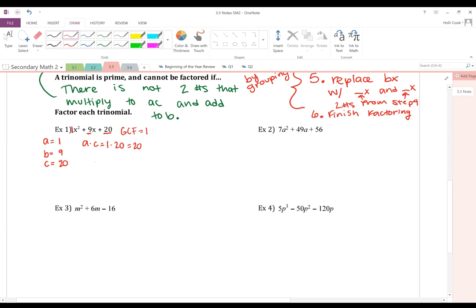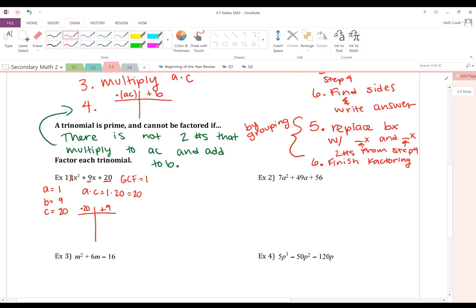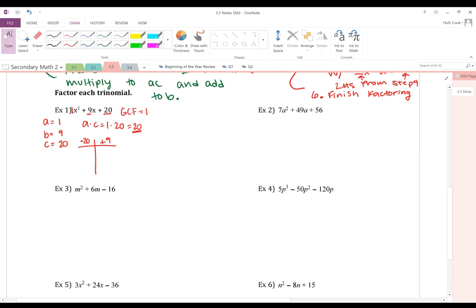So we need two numbers that multiply to 20 and add up to our B value, remember, which is 9. Okay, so do we all see where we got step 4 from? A times C. That was 20 in this case. So multiply to 20 and add up to our B value, which is 9. So we're just going to do this how you did it before. So I'm going to make a list of everything that multiplies to 20. And then we're going to see which one of them adds up to 9.